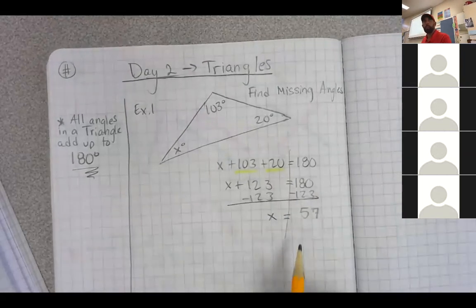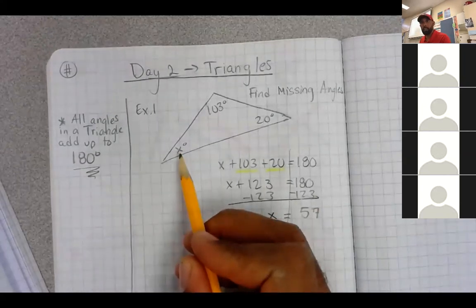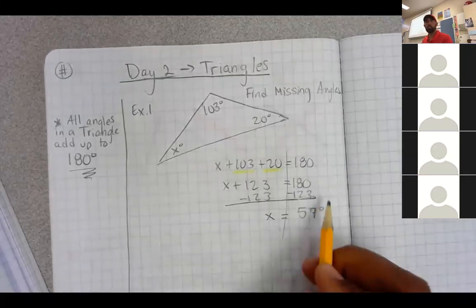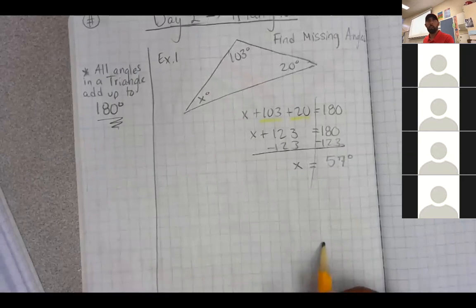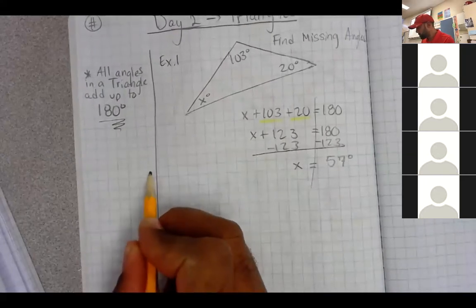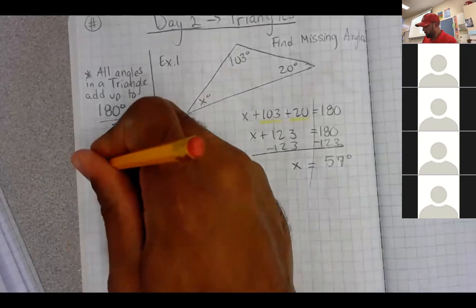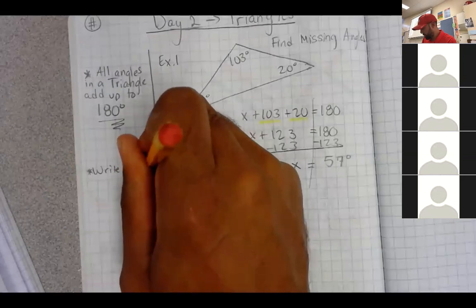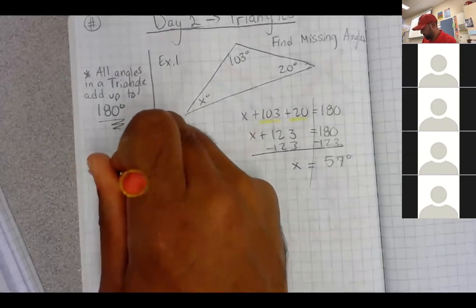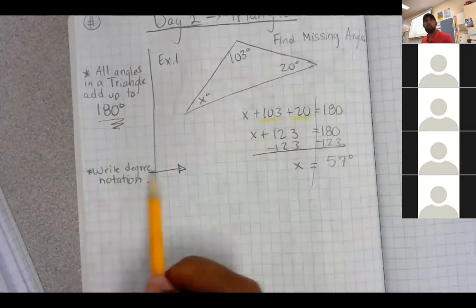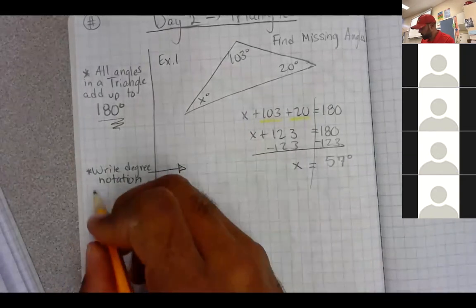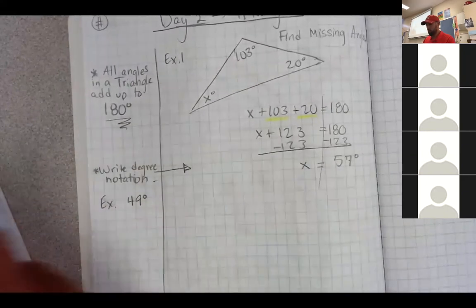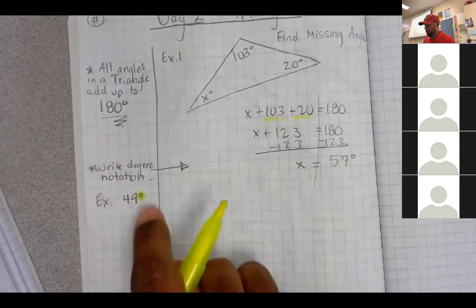So 57. Now in this case, x represents an angle. So it's not just 57, but it's 57 degrees. So make sure you include that little symbol there. So write degree notation. Okay, the little symbol right there. So make sure you guys are doing that. So for example, here on the side, 49 degrees. Always make sure you include that.